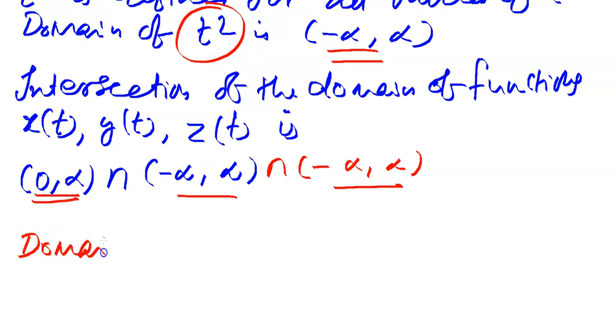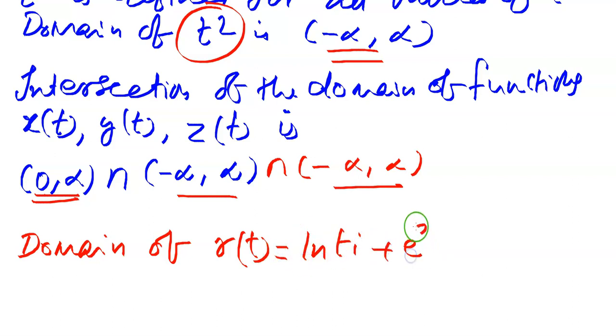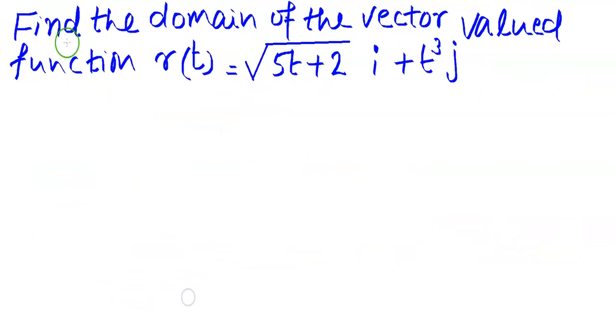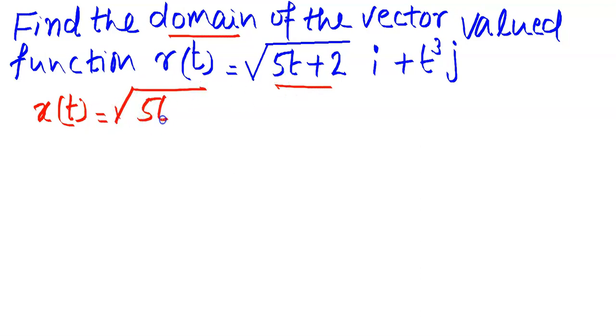Therefore, the domain of the vector valued function r of t is equal to log t i plus e raised to 2t j plus t square k is 0 to infinity. Next question. Find the domain of the vector valued function r of t is equal to square root of pi t plus 2 i plus t cube j. X of t is equal to square root of pi t plus 2.